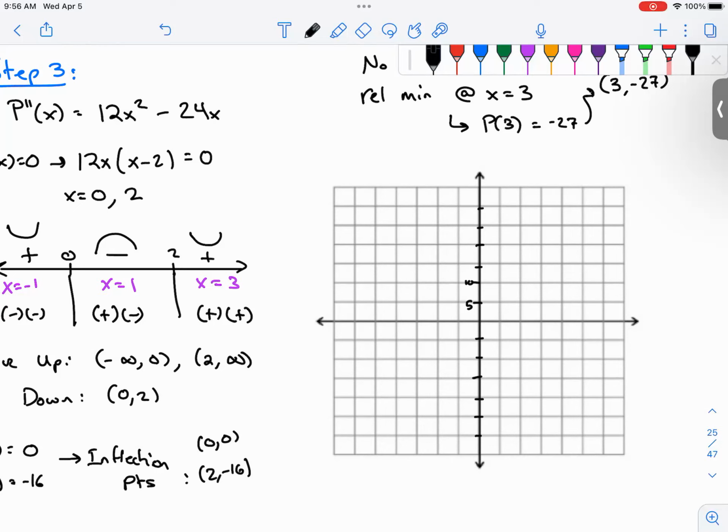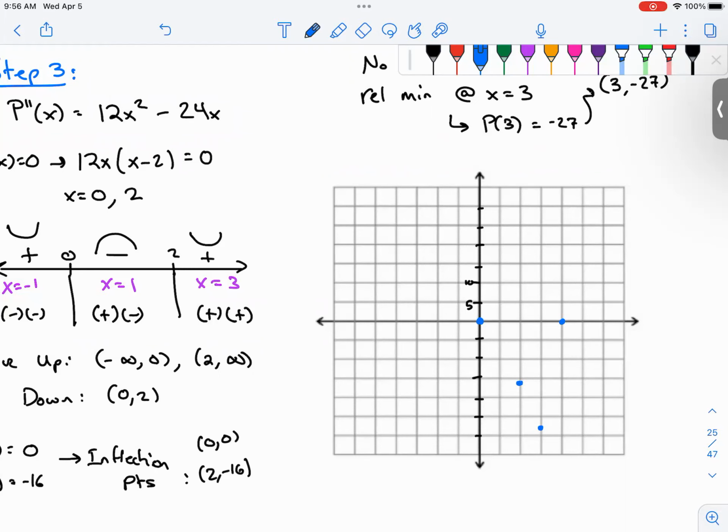So let's go ahead and plot all the important points that we've created. So we had intercepts at (0, 0) and at (4, 0). We had an inflection point at (0, 0) and then at (2, -16). So 5, 10, 15, right about there. And then we had a relative minimum at (3, -27). So roughly, right. So 5, 10, 15, 20, 25, 30. So a little bit above the 30, right about there. Good enough for me.